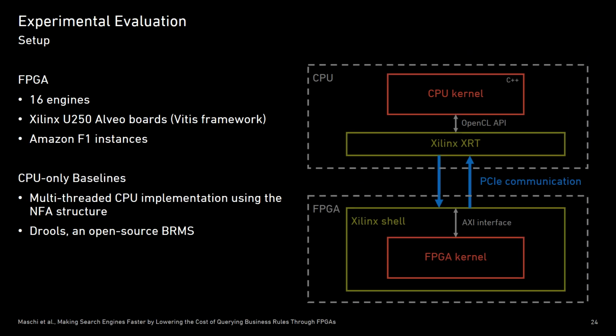To benchmark and evaluate our design, we placed 16 engines on an FPGA board. On premises, this was done using the Xilinx Alveo boards. On the cloud, we used the Amazon F1 instance. Two baselines were used as performance references, a multi-thread CPU implementation of our NFA structure, and Drools, a complete and open-source business rule management system used by Amadeus in other applications. For further experiments, I invite you to check our paper.